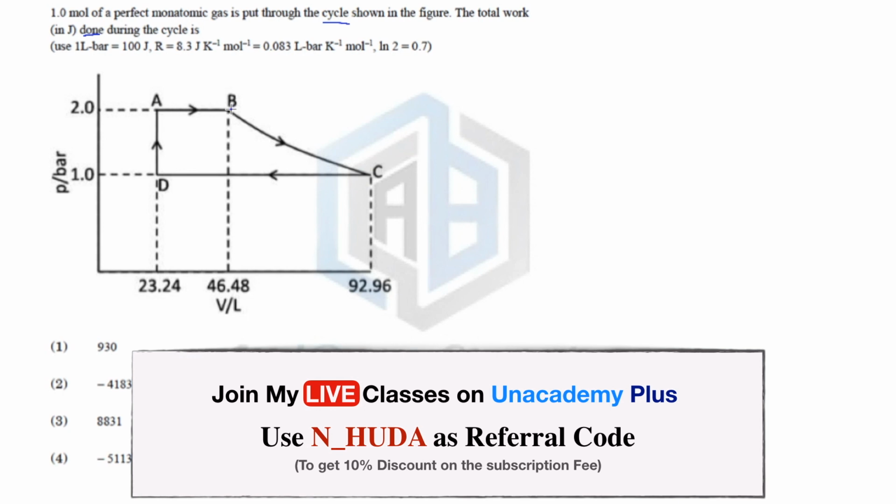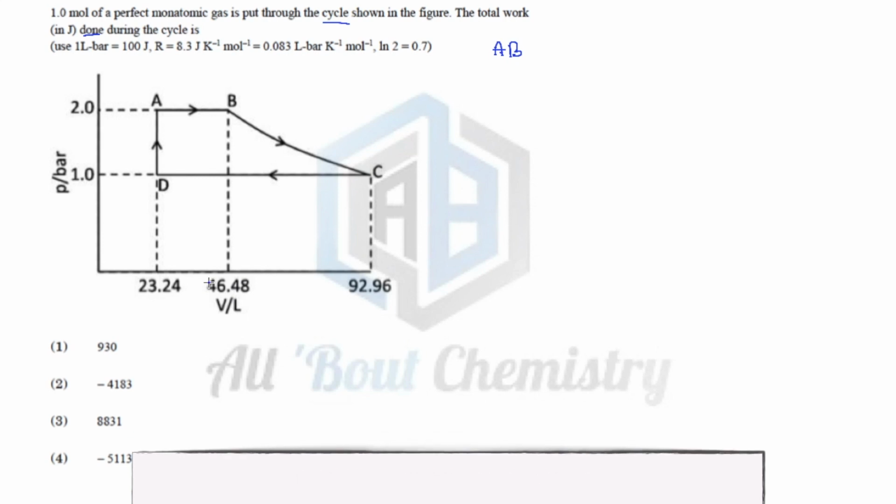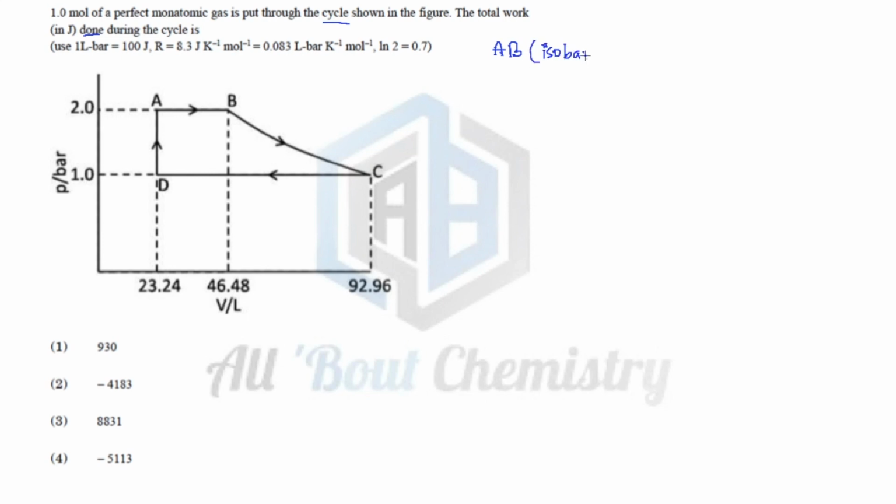For the first process, that is AB, when you're talking about the AB line, what is happening over here? The volume is increasing from 23.24 to 46.48, so it's an expansion, right? And the pressure is constant, because we have taken pressure in bar and volume in liters on the two axes. So this particular process is an isobaric expansion, that's what I can say right now.